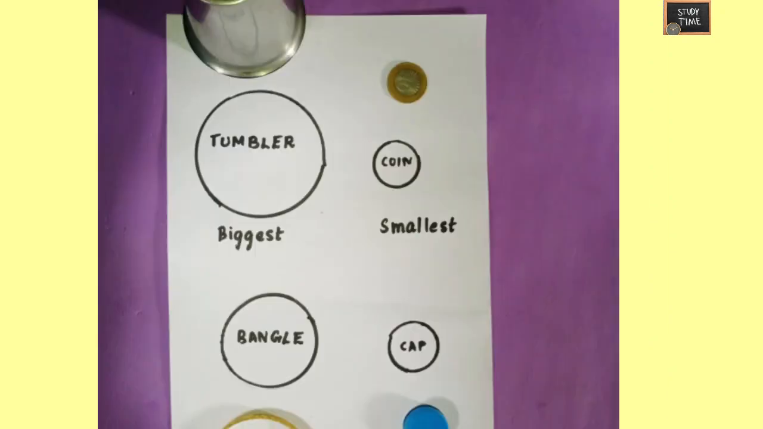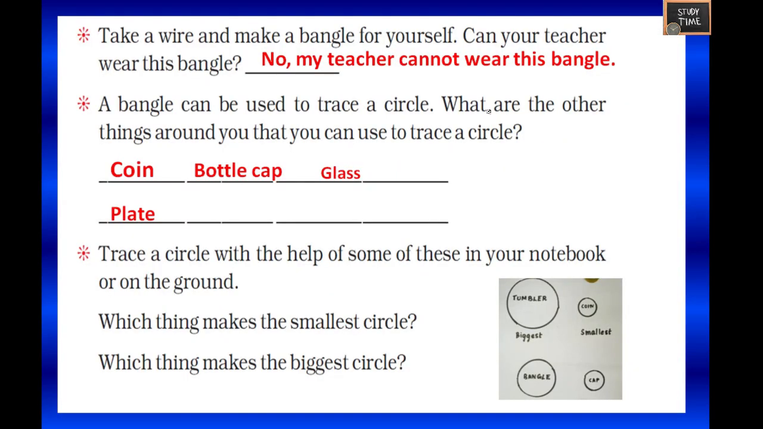Circle. So which one is biggest? Tumbler is biggest and coin is the smallest one. So trace a circle with the help of this. We saw how to trace a bangle, tumbler, bottle cap. Can you tell which thing makes the smallest circle? So we saw it is coin. From the objects we took, it is coin. Which thing makes the biggest circle here? Here in this tumbler. You can check this picture for reference.